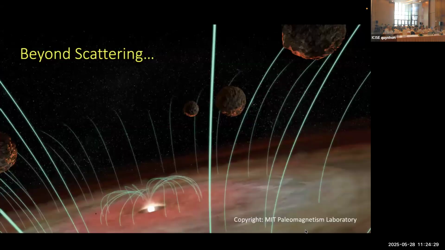Okay, so what about magnetic fields? This is where we started. We want to study magnetic fields in disks with this kind of observation, but we end up getting a lot of scattering, and we study all the grain size properties with that. But what about magnetic fields?